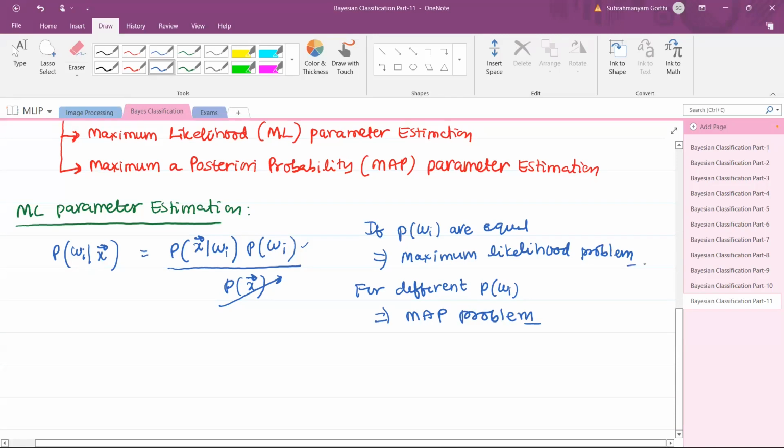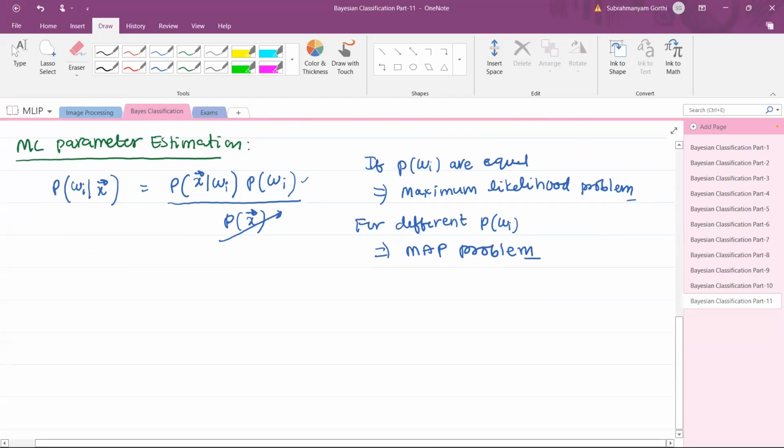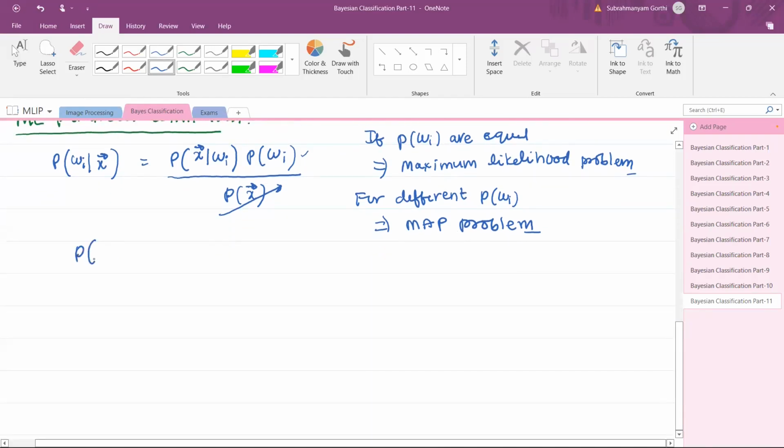So we are starting here with this maximum likelihood parameter estimation. What does that mean? It means that I need to essentially compute, for each class i and a given sample x bar, the probability that this x bar belongs to omega i. So how do you think we can compute this? Suppose I give you that this likelihood function is Gaussian distributed. Assume that.